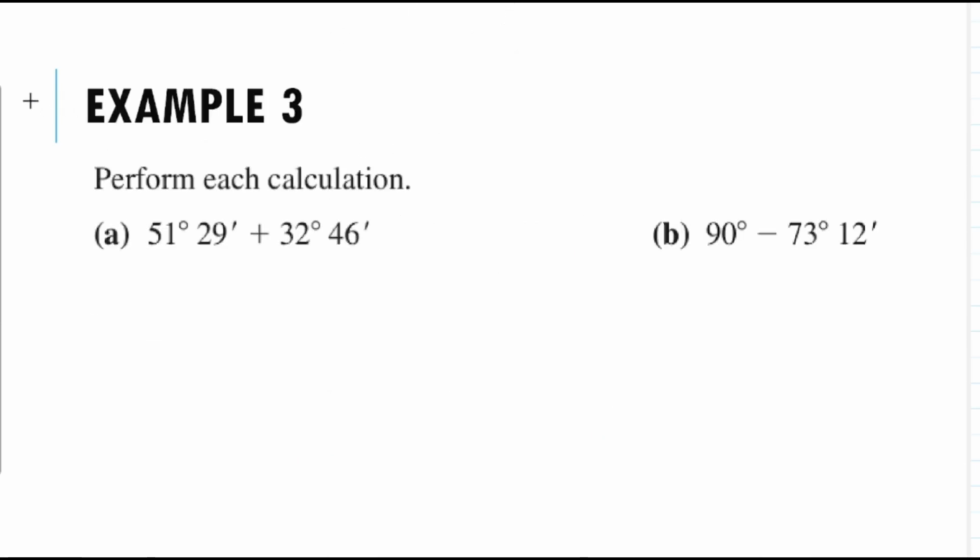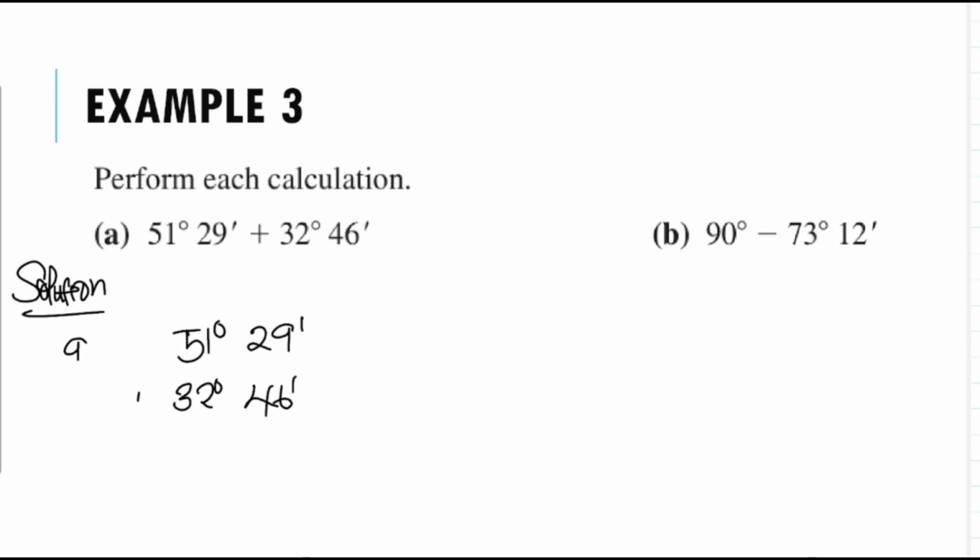Okay. So let's look at the following example briefly. Perform each of the following calculations. So this is simple addition. Solution. So we have 51 degree 29 minutes plus 32 degree 46 minutes. So if we add it up, that will be 9 plus 6. So 9 plus 6 is 15.